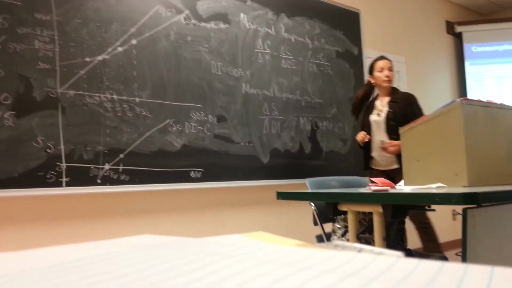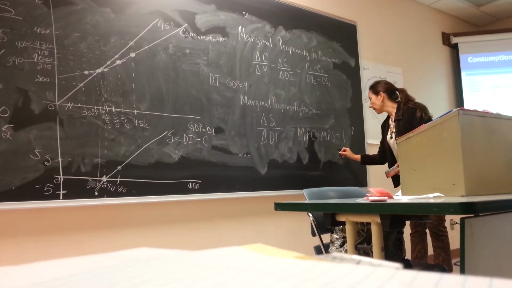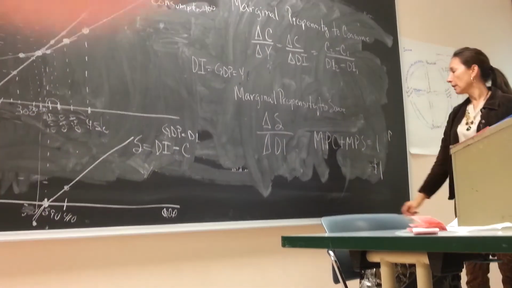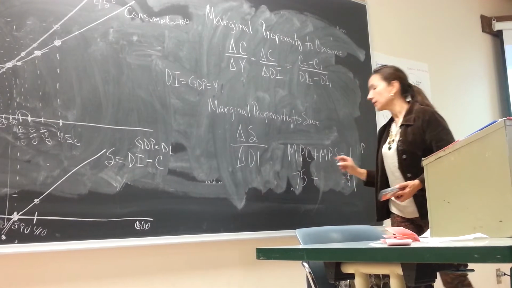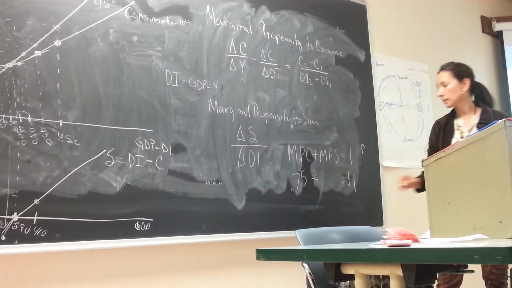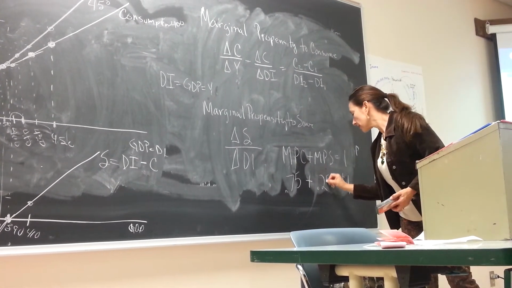is going to equal 1. All right. So think about this. If you get an additional dollar and you spend 75 cents of that additional dollar, how much is your savings? 25 cents.